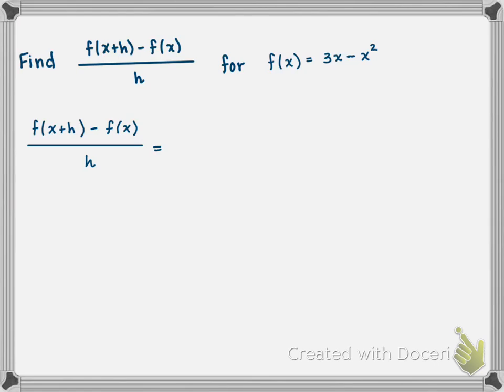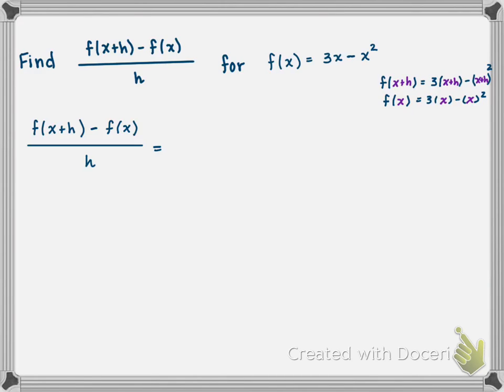wrote way too big, but if we have f of x, so f of whatever equals 3 times whatever minus whatever squared. So if I want f of x plus h, I get 3 times x plus h minus x plus h squared. Sorry, that's a little smushed in there. And again, f of whatever equals 3 times whatever minus whatever squared. So if I want f of x, then we have 3 times x minus x squared.